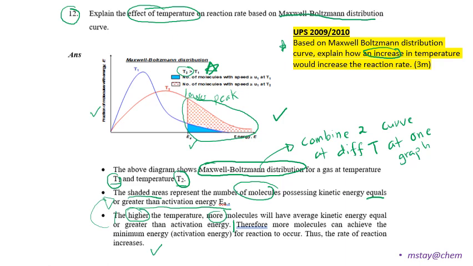Before we continue, it is better that you also include what we mentioned before, about the frequency of collision. Then you mention the frequency of effective collision, and lastly you relate it to the rate of reaction.